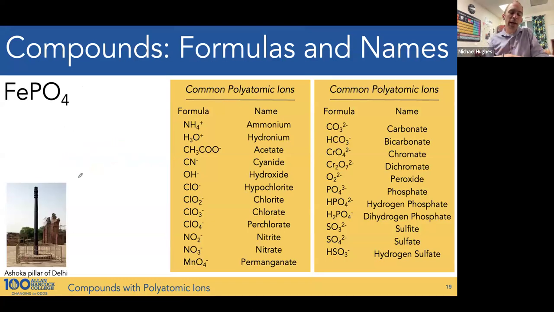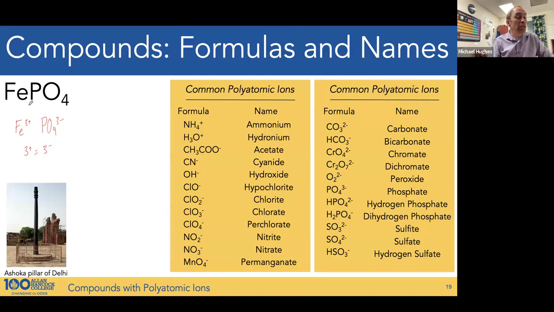So this pillar in Delhi has been preserved over time, in part due to paint coatings on the pillar, one containing iron and PO4. PO4 3- is phosphate. So if it is with one iron, then this iron must be iron 3+ for the charges to sum to 0.